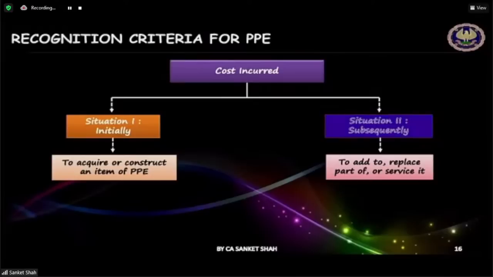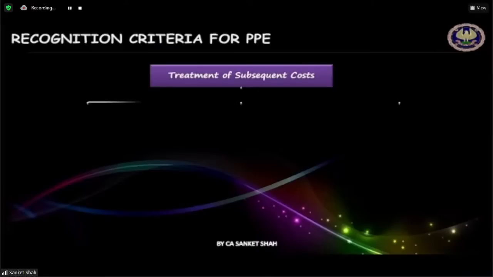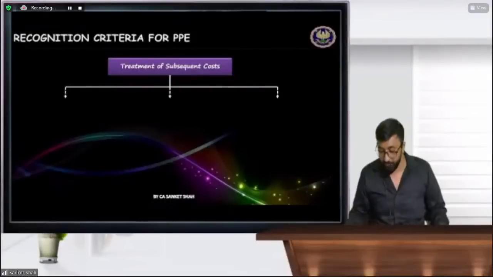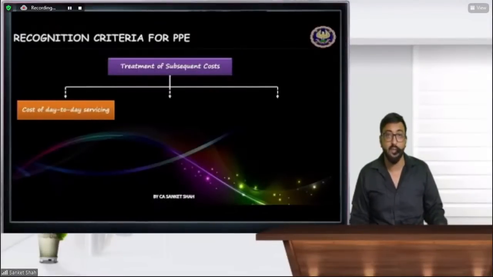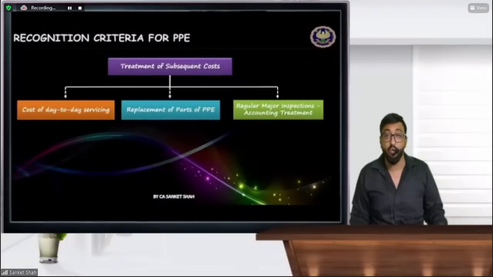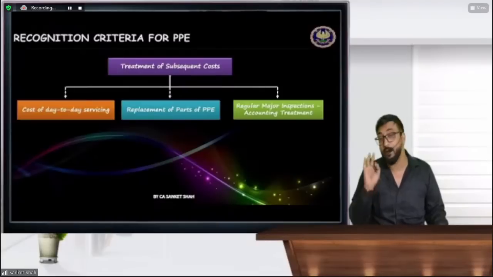So the second one is over. Next one. Now what is subsequent cost? Basically it is divided in three parts. One is day-to-day servicing cost. The second is replacement cost, and the third is regular major inspection cost. Now this is very important.